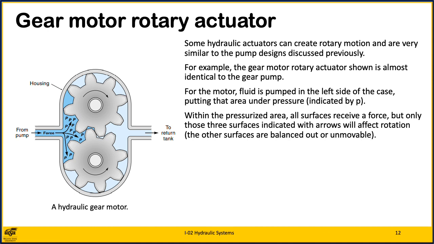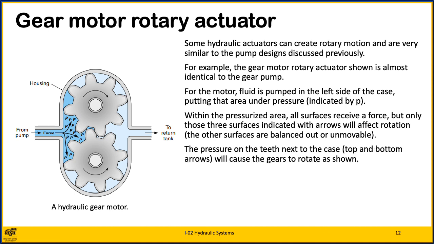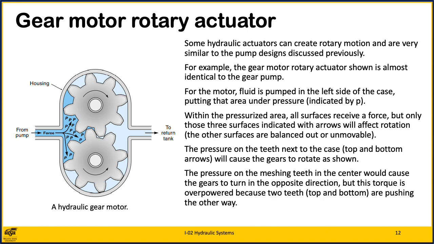Within the pressurized area, all surfaces receive a force, but only those three surfaces indicated with the arrows will affect rotation. The other surfaces are balanced out or unmovable. The pressure on the teeth next to the case, top and bottom arrows, will cause the gears to rotate as shown. The pressure on the meshing teeth in the center would cause the gear to turn in the opposite direction, but this torque is overpowered because two teeth, top and bottom, are pushing the other way.